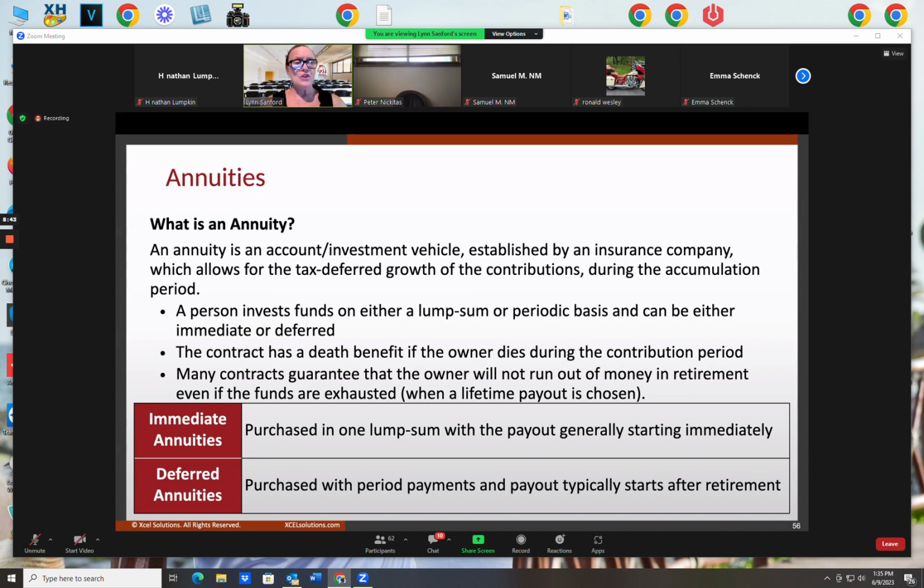So what is an annuity? An annuity is an account, an investment vehicle established by an insurance company which allows for the tax-deferred growth of the contributions placed in that annuity during the accumulation period. There are 2 periods of time of any annuity. There's the accumulation period when you're putting money in and allowing it to stay there and continue to grow. So you might establish it with one lump sum and just keep adding to it. As you have more additional money, you're putting more money in, allowing it to stay there, allowing it to continue to grow tax deferred.